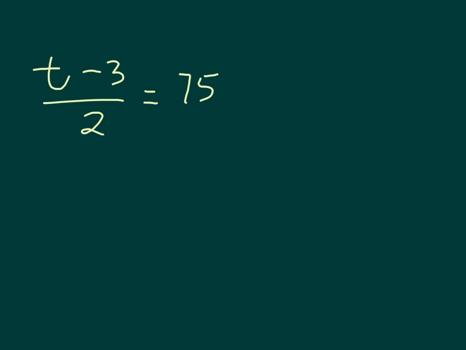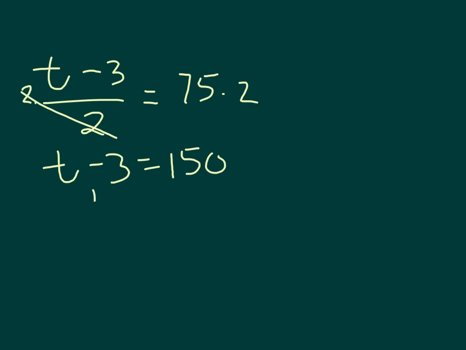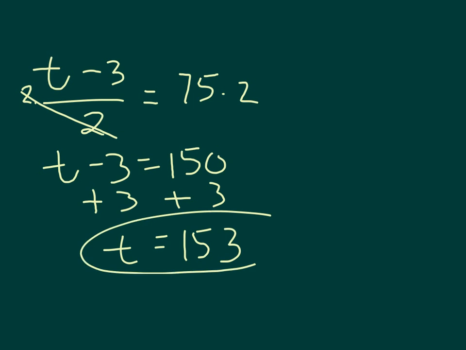Here's a fun problem. T minus 3 is all on the top of a fraction, 2 is on the bottom, and it equals 75. This one, we definitely want to multiply both sides by 2, because it will get rid of our fraction. So times 2 over here, times 2 over here, that cancels. And that leaves T minus 3 equals 150. Then it's a really easy problem. Plus 3, so T equals 153. Easy to check this one.